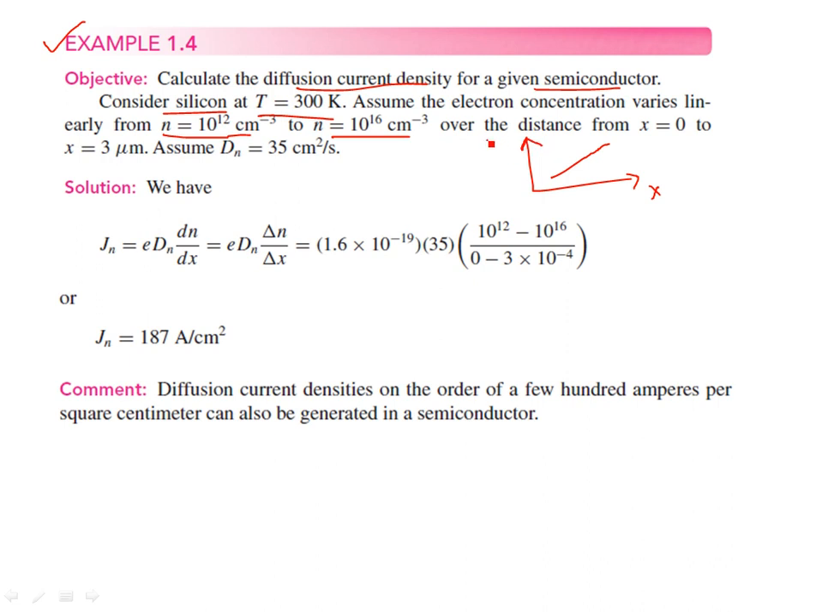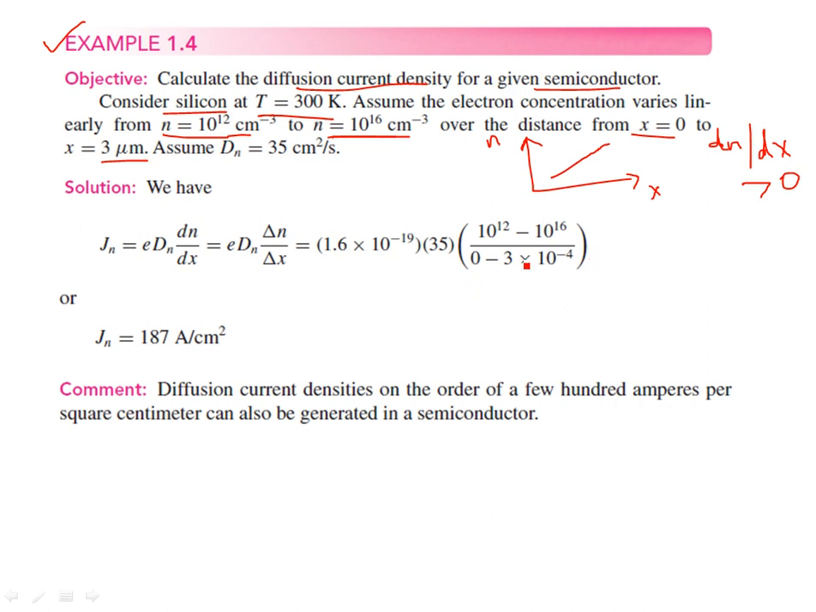So the concentration of charge carriers increases, so you have a positive gradient. I mean, dN by dx is a concentration gradient which is positive, and due to this concentration gradient, you're going to have the diffusion current. And how you can evaluate this is simple. You can just take the gradient of these values, 10 to the power 16 minus 10 to the power 12, and this happens over the distance from 0 to 3 microns, right?